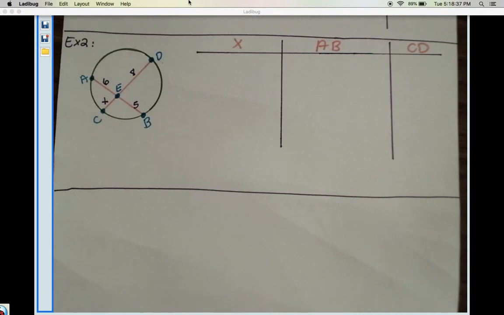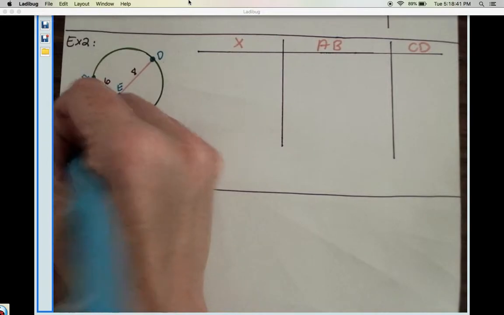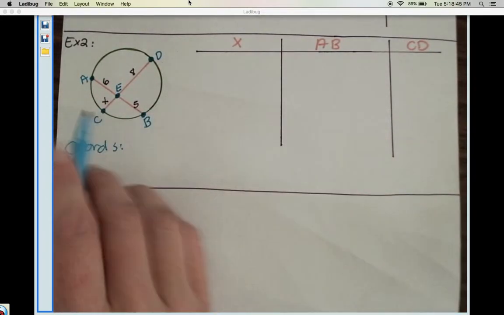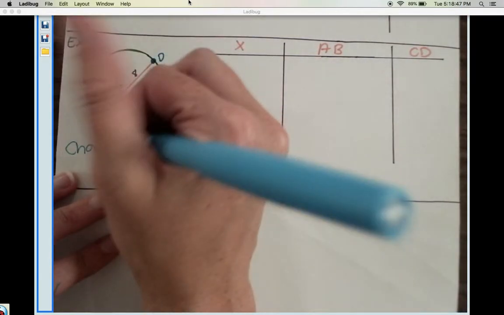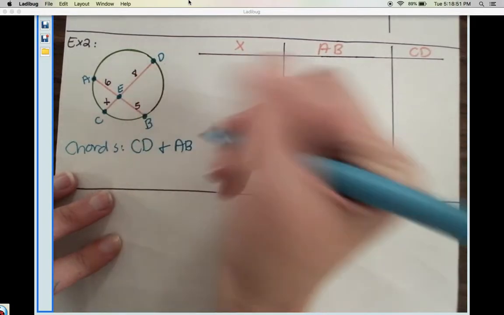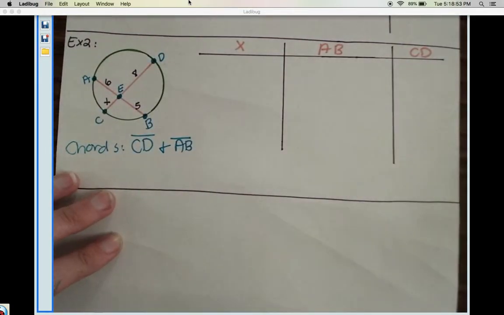Okay, so again, my two chords inside of my circle, I'm going to label those so we know that this is a chord-chord relationship. My two chords are AB and CD. Okay, those are my two chords.